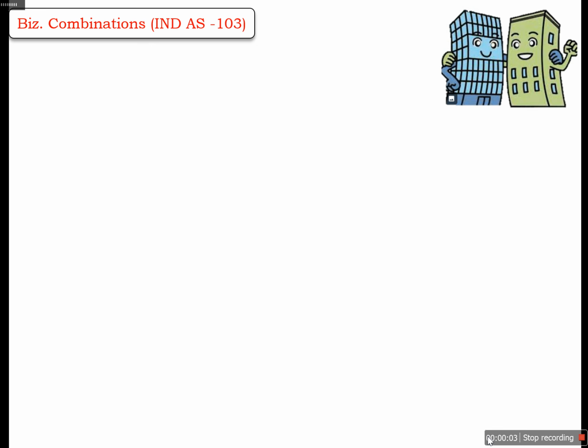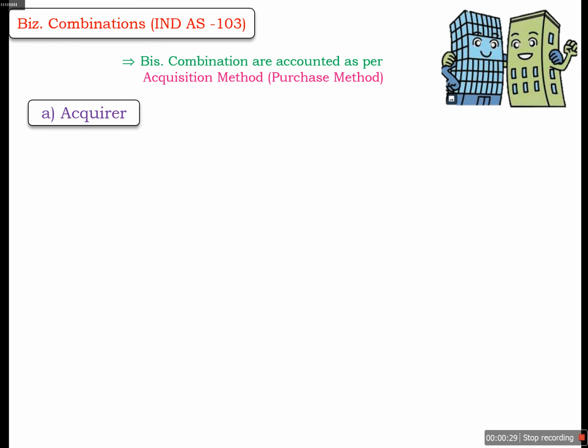A transaction that is classified as a business combination as per the definition of IND AS 103. Accounting of that is governed by the acquisition method, which is also called the purchase method. In this acquisition method, we first need to identify who is the acquirer in the business combination transaction, and to find out this acquirer, we need to go to IND AS 110 to find the guidance regarding the acquirer.